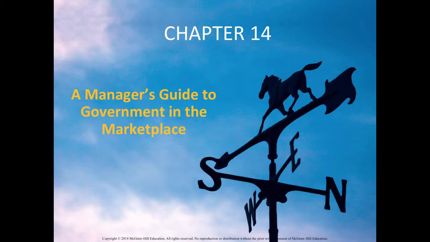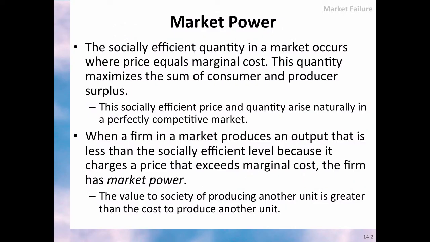So let's start with market failure number 1, which is market power. When a company in a market produces an amount that is less than the socially efficient level because it's charging a price that exceeds marginal cost, we say that a company has market power, like a monopoly or monopolistic competition, and in some cases oligopolies. And this is considered a market failure because the value to society of producing another unit is greater than the cost to produce another unit.